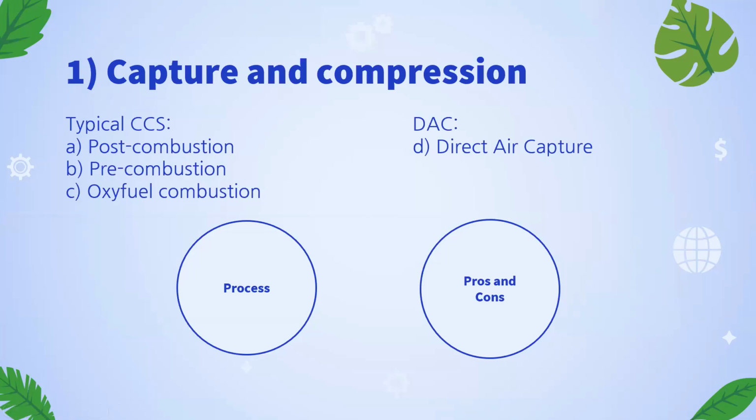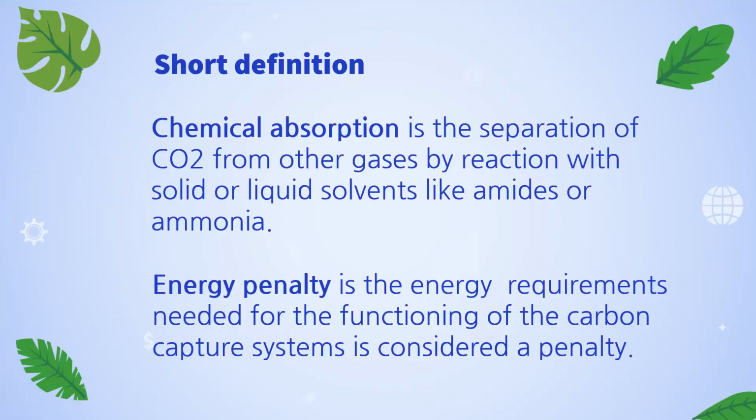So there are 2 main ways of capturing the carbon. First, there's the typical CCS plants, which are basically net zero. So in these plants, there are 3 methods to capture carbon: either post-combustion, pre-combustion, or oxy-fuel combustion. And on the other hand, there are some net negative methods, which is the direct air capture, which is basically directly capturing the carbon from the air. So things will become clear as we go deeper into the process and the pros and cons of each of these methods. But before we do so, there are some definitions that we have to lay out.